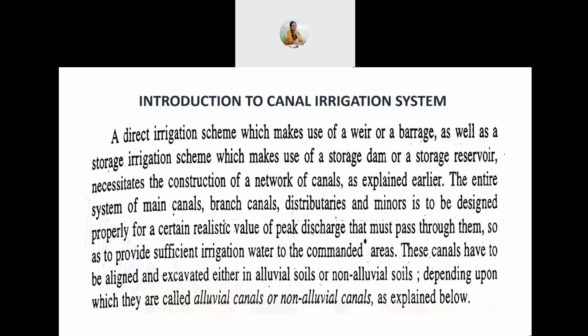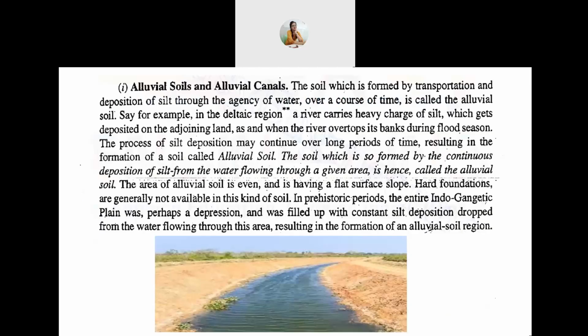We already know what is the commanded area. These canals have to be aligned and excavated either in alluvial soils or non-alluvial soils. It all depends upon which they are called, alluvial canals or non-alluvial canals, which is explained below. First one, alluvial soils and alluvial canals. The soil which is formed by transportation and deposition of silt through the agency of water over a course of time is called the alluvial soil.